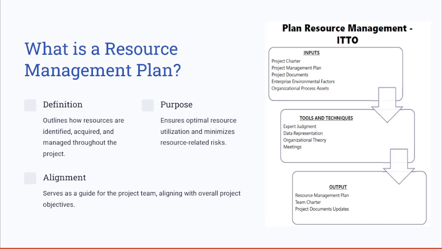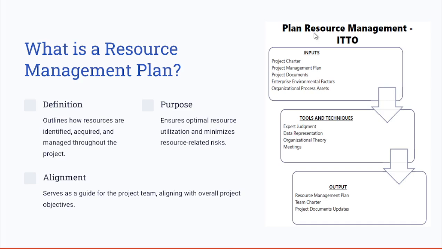To remind ourselves, what exactly is a resource management plan? The resource management plan, or the RMP, is a critical project document that defines how resources will be managed and utilized throughout the project lifecycle. It ensures that the right resources are available at the right time and used efficiently. The RMP also helps minimize resource-related risks like shortages or overallocation. It also ensures that the resource management aligns with the project objectives and goals.